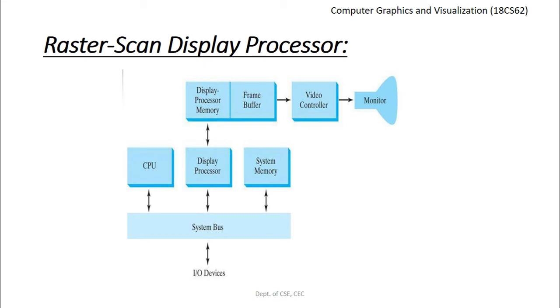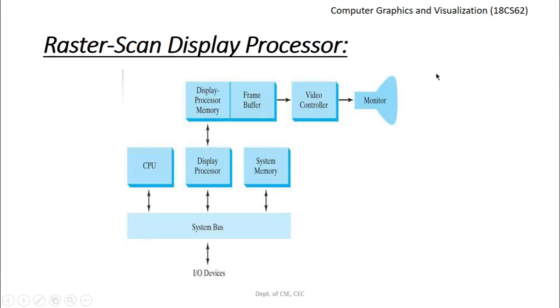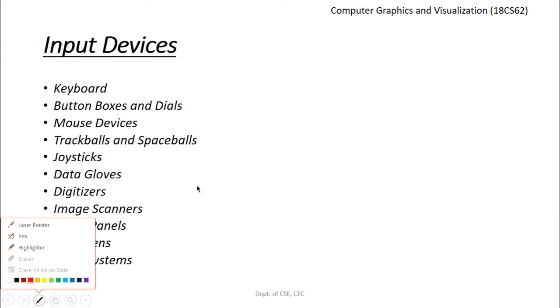For example, if you want to display a line, graphics commands for specifying straight lines and other geometric objects are scan converted into a set of discrete points corresponding to the screen pixel positions. So scan converting a straight line segment: sometimes there may be a need to draw a straight line segment.